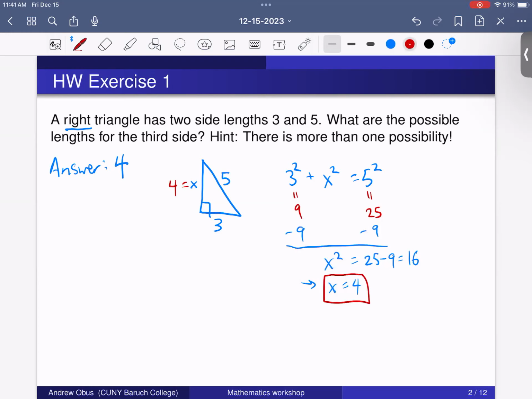Does anybody have another possibility for the length of the third side? Is there another number that you can get? My hint is there's one other possible answer. So 4 is one of the answers, and then there's one more possible answer.